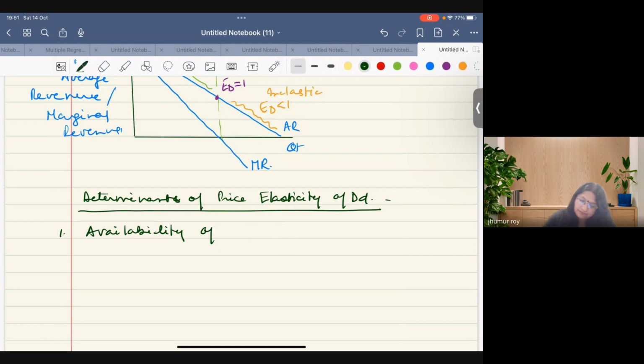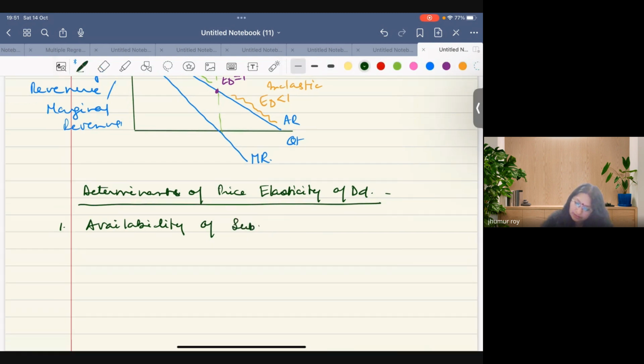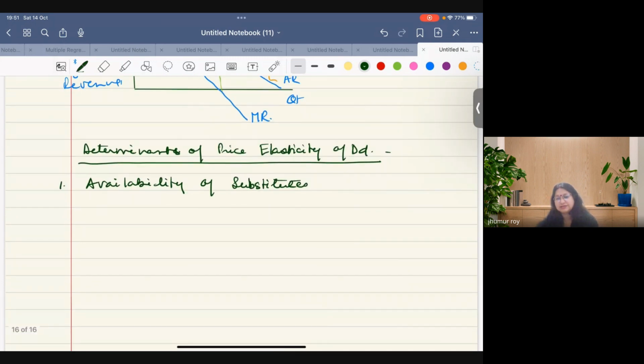Availability of substitutes. Now, I would like to know from you all that if a good has many substitutes, what do you think will be the price elasticity? I want an answer from the class now. If a good has a high number of substitutes, what do you think is going to be the elasticity of the good?